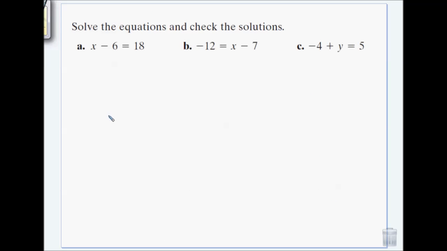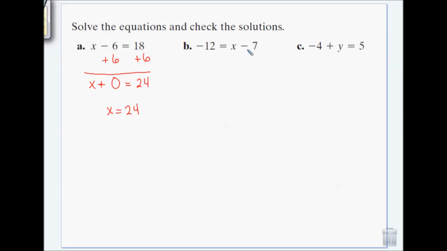All right, we are going to use those properties to solve these equations. These are single-step equations. So if I say x minus 6 equals 18, I can add 6 to both sides. The reason I choose to add is because these two are going to cancel each other out and be a 0. Negative 6 and positive 6 cancel. So basically I have x plus 0 equals 24, or just x equals 24.